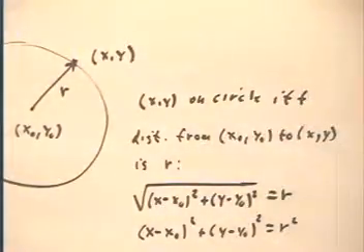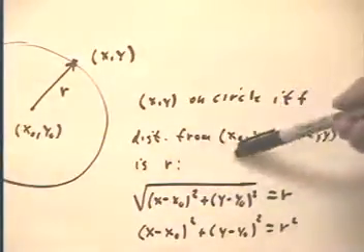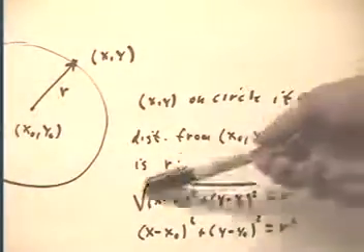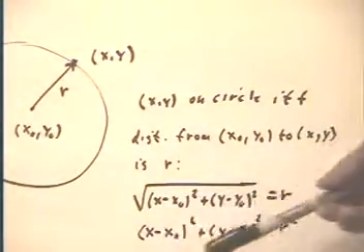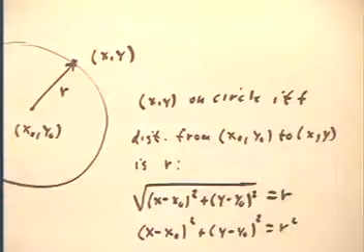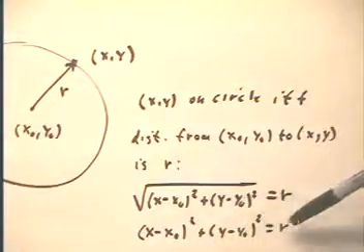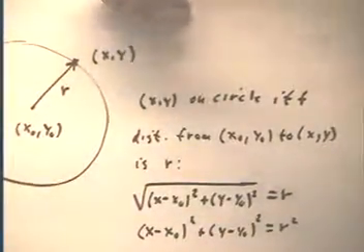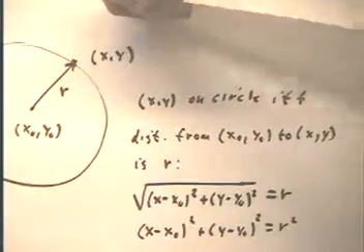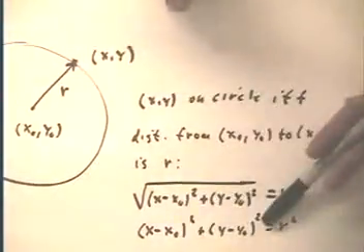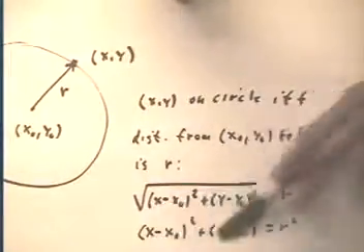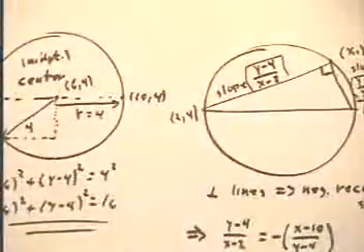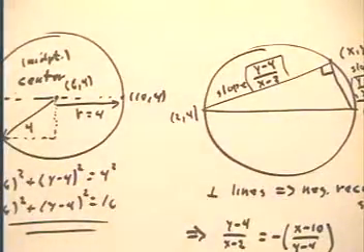We translate that very easily into algebraic form. The distance from (x₀, y₀) to (x, y) is this square root here. We set that equal to r and square both sides, and we have (x − x₀)² + (y − y₀)² = r². This is the equation of the circle through (x₀, y₀) of radius r. It's the equation of the circle in the sense that if x and y satisfy this equation, then the point (x, y) is on the circle. And if the point (x, y) is on the circle, it has to satisfy this equation.